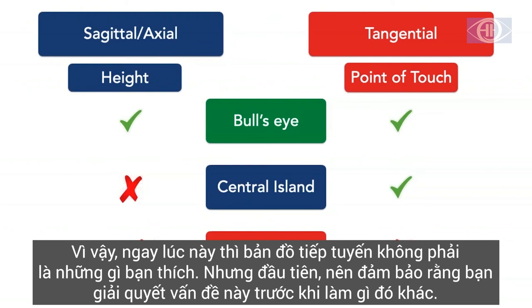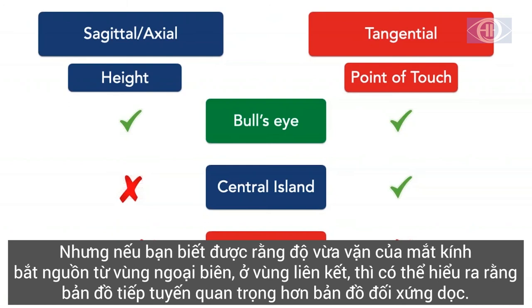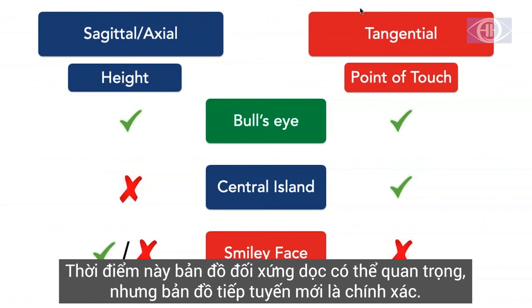And that may be another point. I don't know how it came to be, but we teach people that way as well, because everyone else in the world is doing that. But if you understand that the fit starts in the periphery, in the alignment zone, you can imagine that the tangential map is more important than the sagittal map. The sagittal map becomes important at the moment the tangential map is correct.